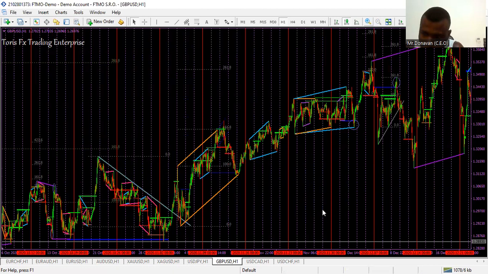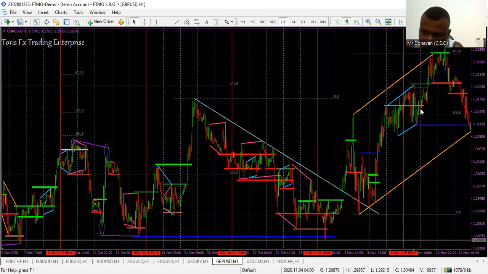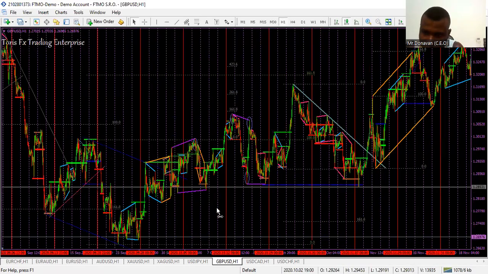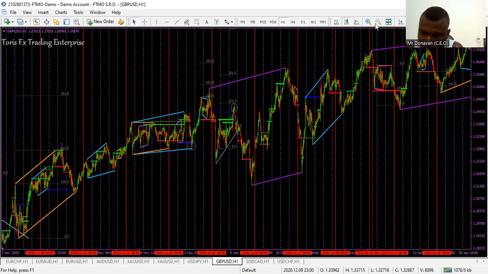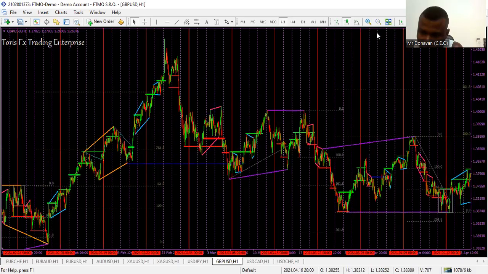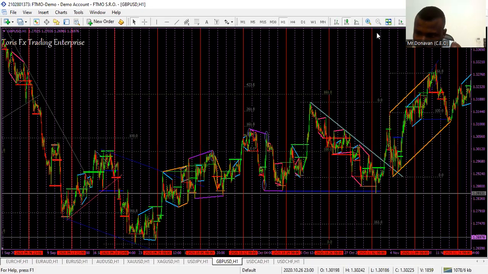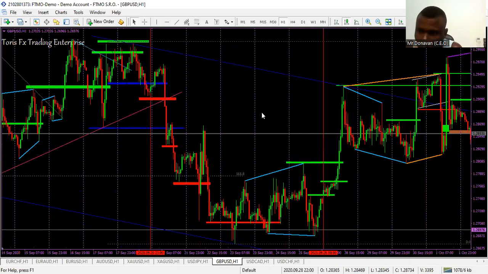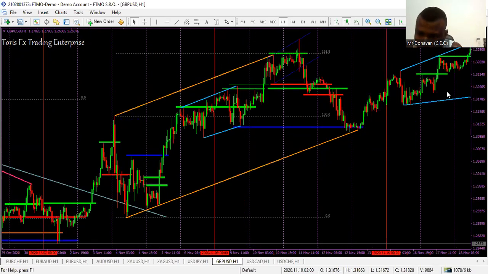So we have 1, 2, 3. Bring this to the last of it. We have 1, 2. Third wave. 4th. Then the 5th. And up here, that's giving us a new one. So running flat, where would we get our buy? Around here.